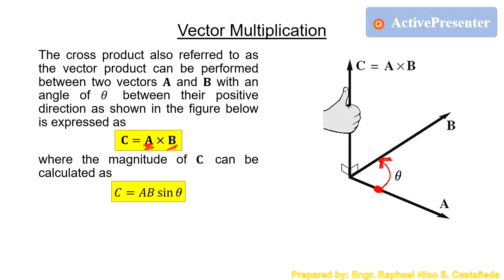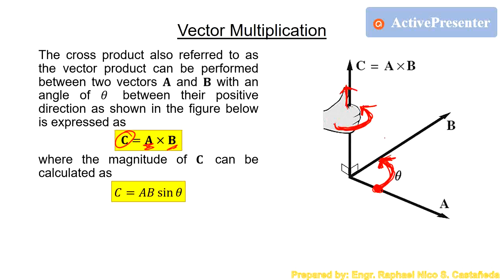Following the right hand rule, as you can see, we have a right hand with the thumb directed upward and the fingers curling in this direction. The direction of the curling of the fingers is the same as the direction of theta from the dot to the arrowhead. And vector C right here is the direction of the thumb.